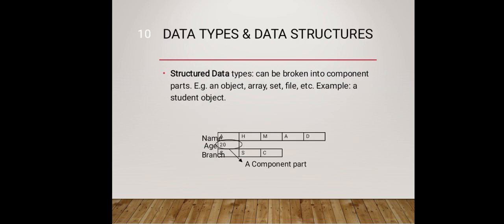Another one is structured data. These are types that can be broken into component parts, for example objects, arrays, sets, files, etc. For example, we also have a student object where we have the student name, the age, the branch, and other components. So you have the rows and columns where you put something like that. Like we can take, for instance, the list of all the students that we have at this particular university.